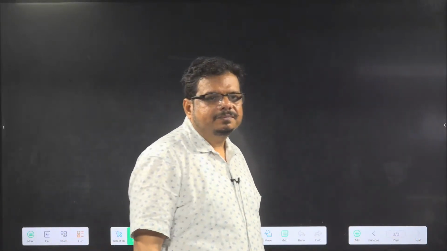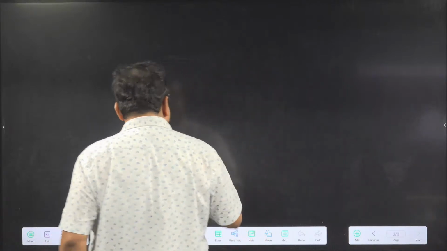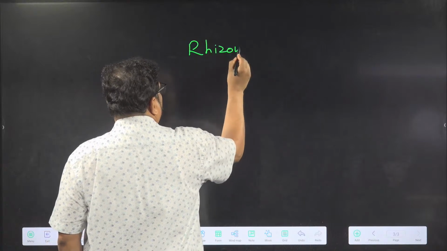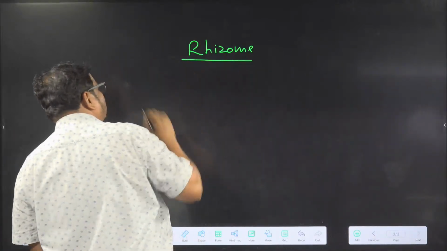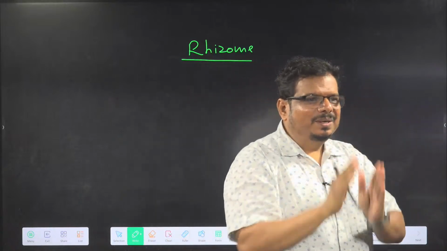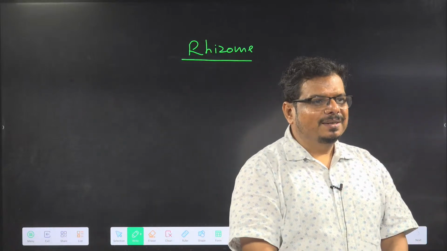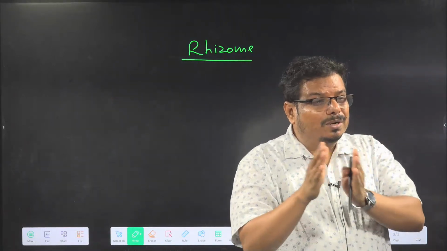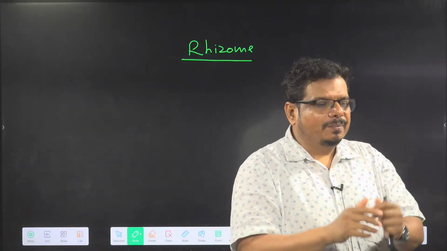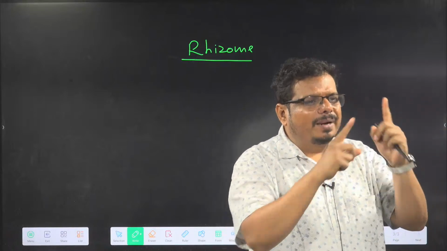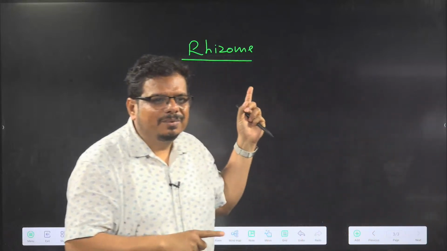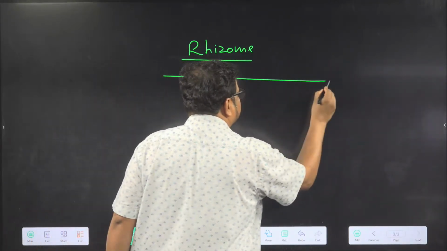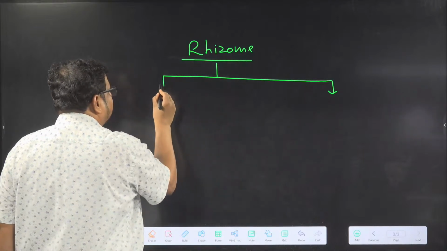Now, have a look. I am telling you about rhizome. You have to allow me to say something more, then you will understand rhizome better. Don't be afraid that your sir is telling something not written in NCERT. Usually I don't prefer to, but here some requirement is there to say two to four more lines. So there are two types of rhizome.